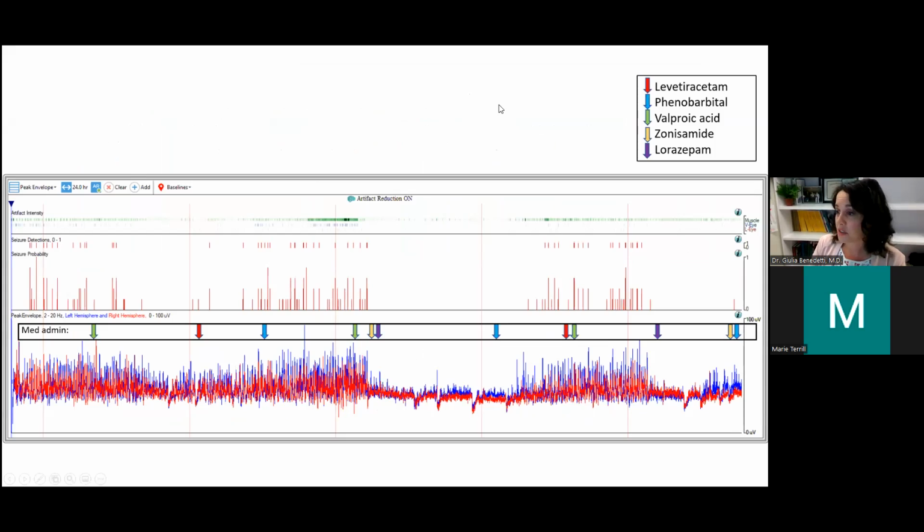And so what I like to do is I take this 24-hour view, and then I just plot out and color code the medicines. And so these are all the medicines she got. And as you can see, the macroperiodic oscillations and seizure detection and clinical seizures did start to get better consistently after this purple arrow, which was the lorazepam or benzodiazepine.